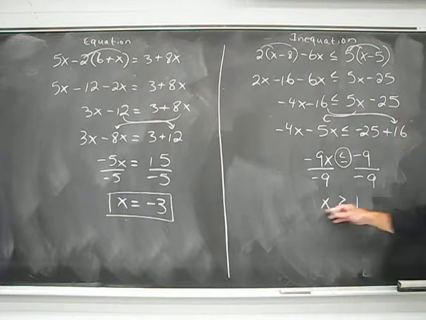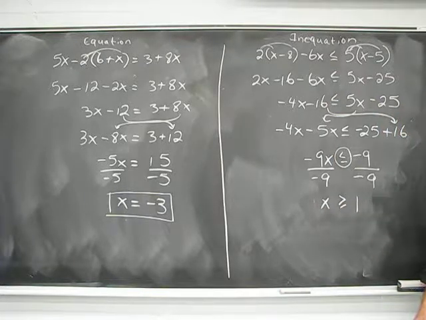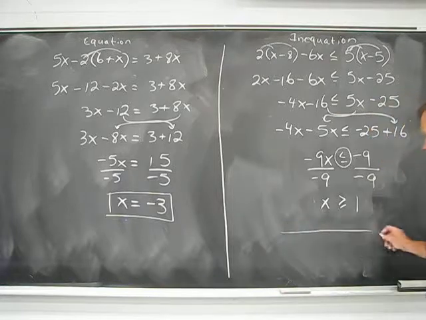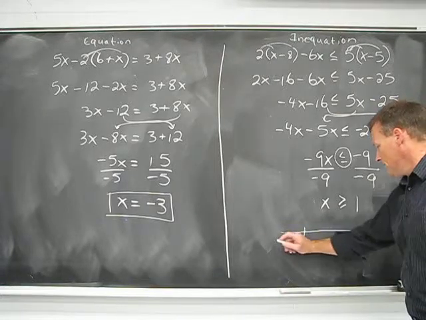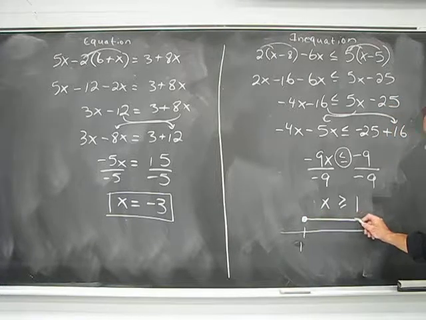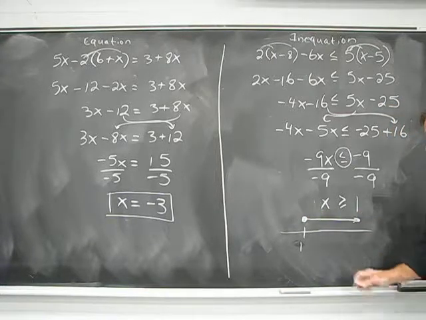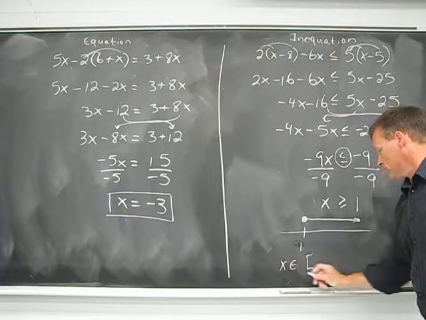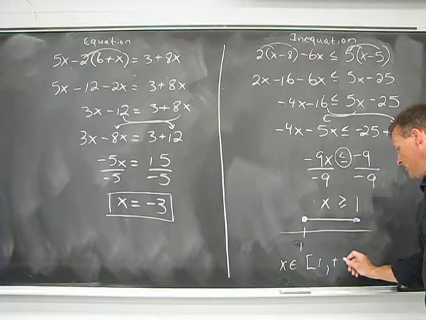So, there's my solution. Well, I should say these are my solutions, because this is saying that on a number line, everything from 1 up to infinity. Or if I wanted an interval notation for this, x goes from 1 to positive infinity this way.